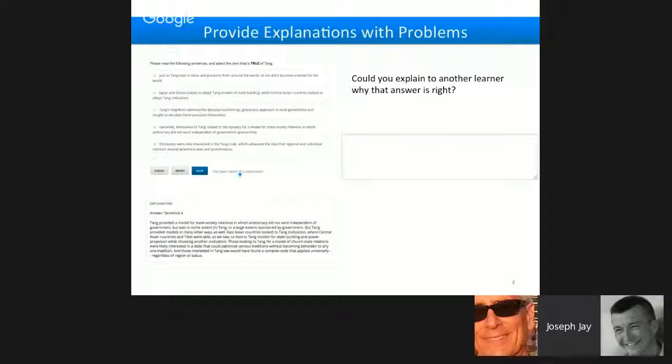The reason that's really nice is that it's a lot more natural for a learner. They can just say out loud, well, I think it's right because in China they did, oh no, I'm wrong. And then they basically got the insights.